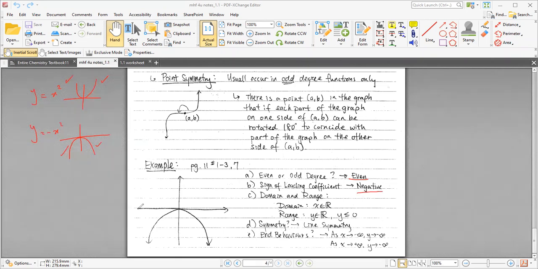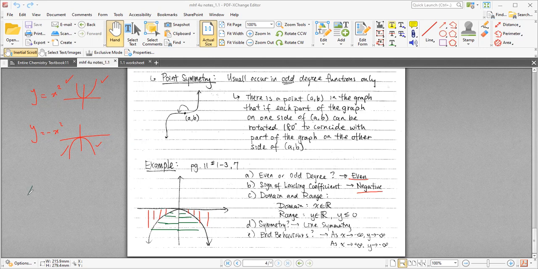Domain and range. For the domain, see this part is covering all positive values of the x, and this part is covering all negative values of the x. There is no restriction. And for the y value, the y value is just negative. So this part is covering all negative values, this part again covering all negative values. As you see, your y is just negative. So it's y less than or equal to 0. Also about the symmetry, this is a line of symmetry.